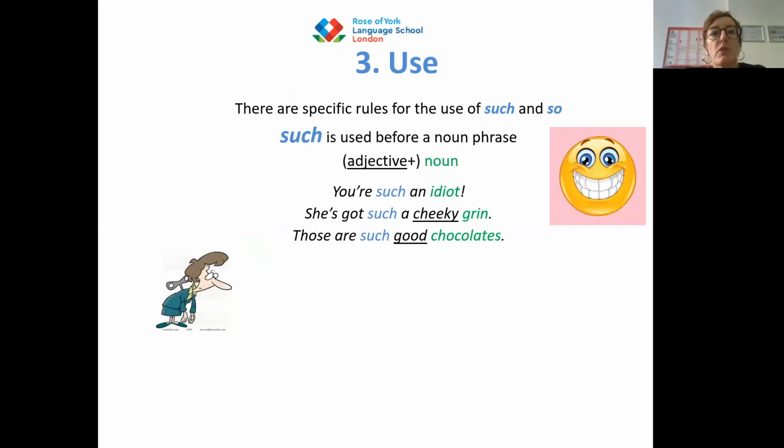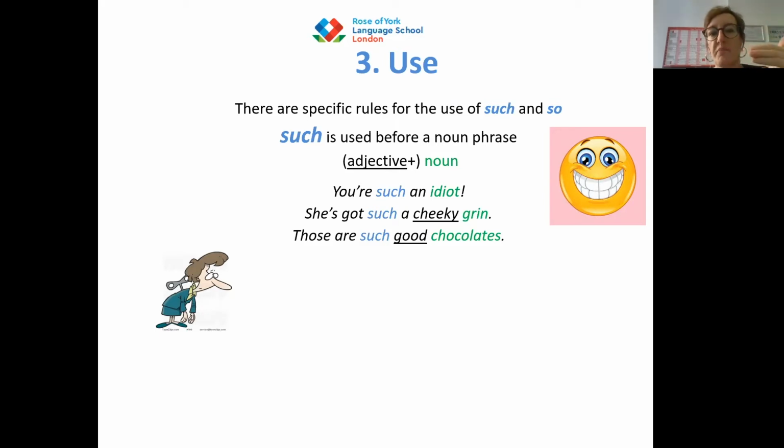Okay, so the use of these two words, "such" and "so," how do we use them? We know how to pronounce them. We know they add emphasis, but how do we use them? What goes after "such" and "so"? Okay, so "such" is used before a noun phrase. And I say noun phrase because it's not necessarily just a noun. There could be other types of words in the phrase.